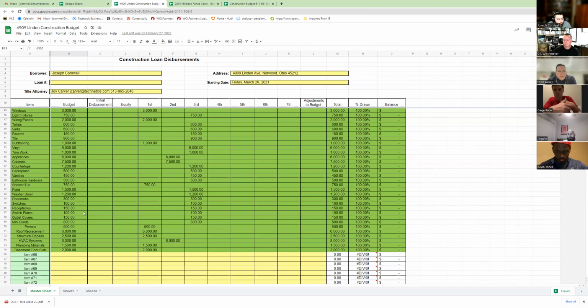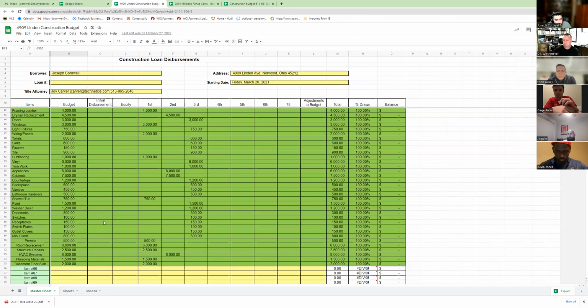Okay. Thanks. Joe, when would a bank ask for a breakdown like this? What kind of loan are we talking about? So this is a commercial construction loan. Yep. Or even an FHA 203K loan. They have a similar type of document, a specific document they want.